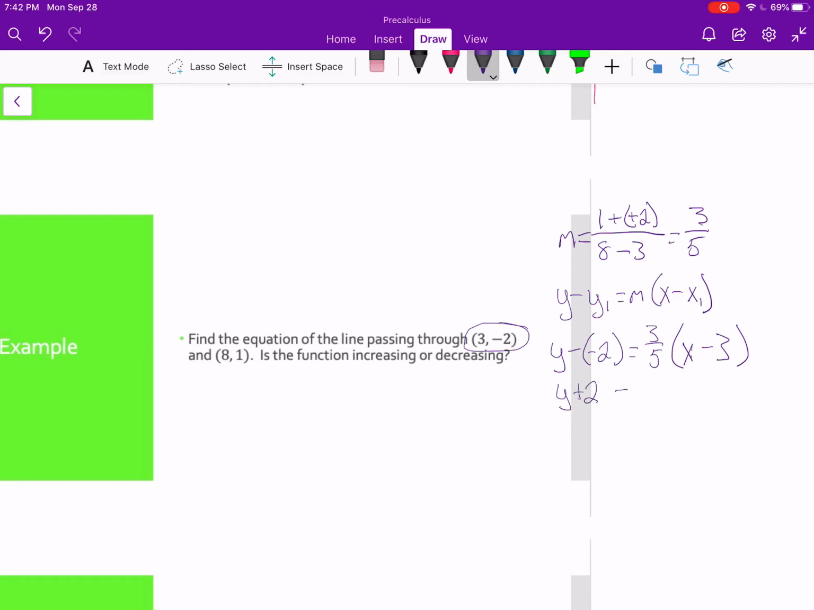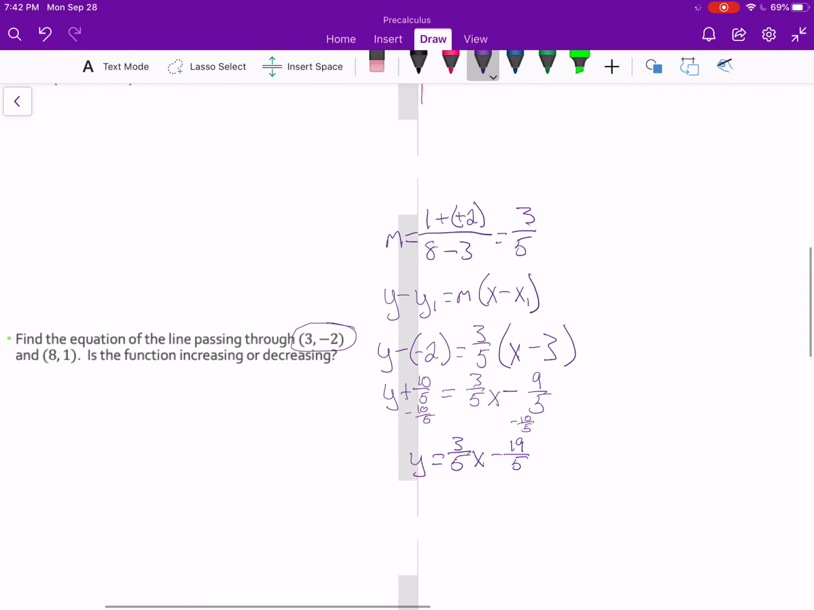I'm just going to solve it for slope-intercept form. And then we have 3/5 x minus 9/5. Remember that 2 is basically like 10/5. So we're going to subtract 10/5 from both sides. So y equals 3/5 x minus 19/5. That's my preferred way of doing it. There's another way you can do it.